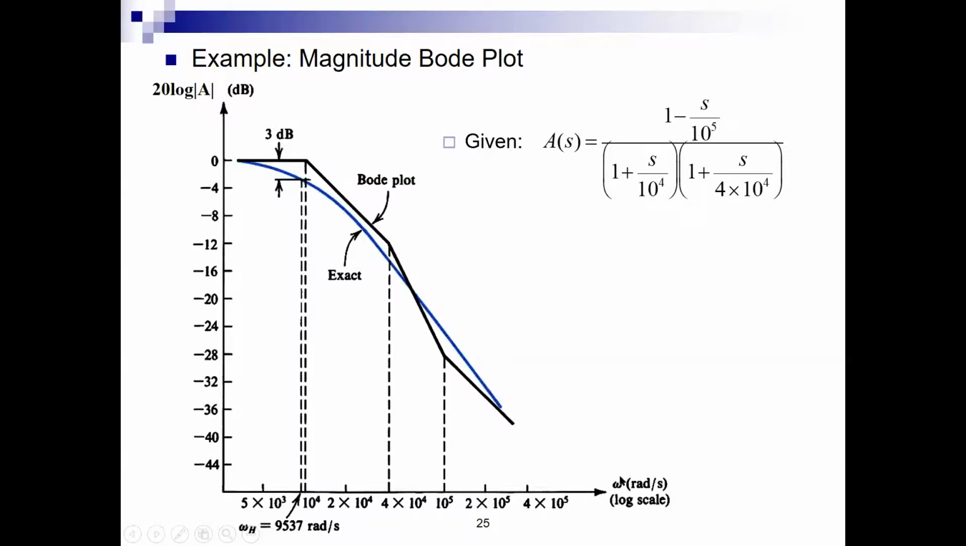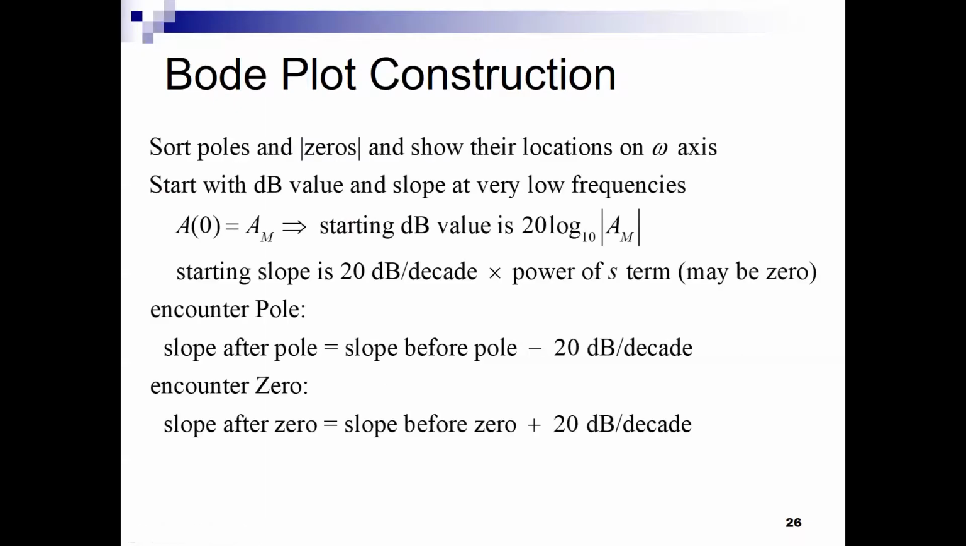So first notice that the x-axis is a log scale, so I always deal with log of omega as my x, and on the y-axis I'm dealing with dB, which is 20 log of A. Because the low frequency gain is 1, this means at low frequency 20 log 1 is 0. Okay, so let's see how we construct a Bode plot.